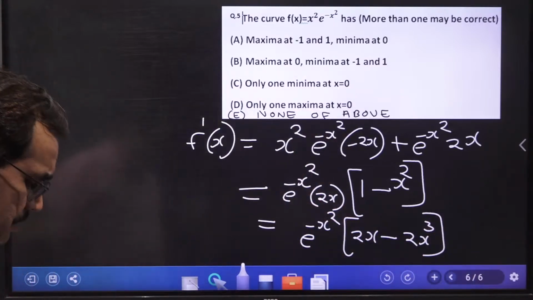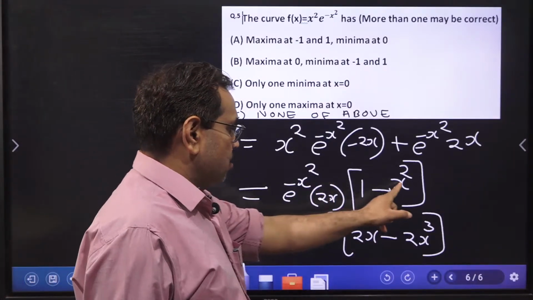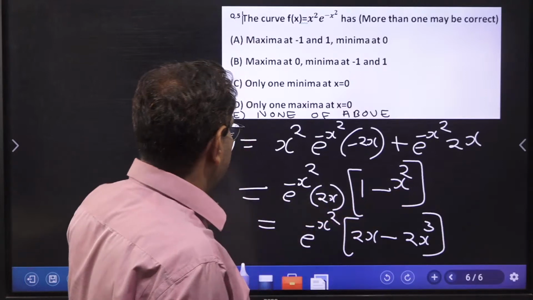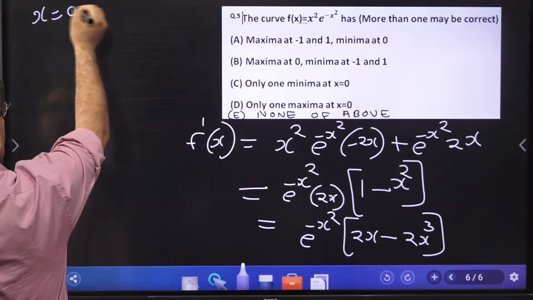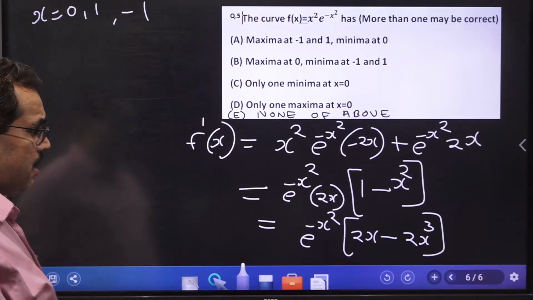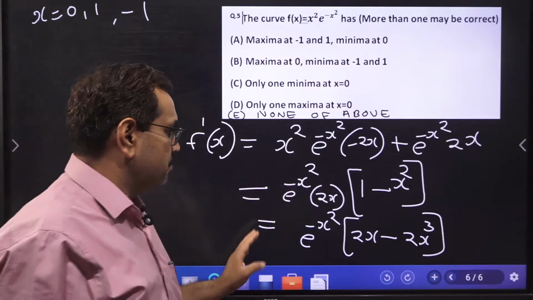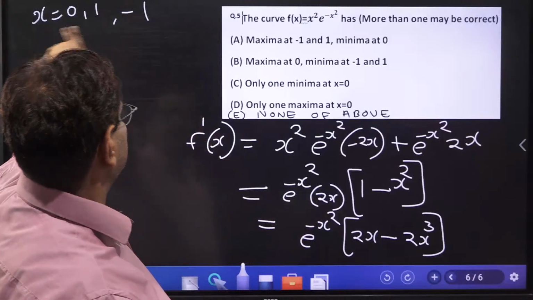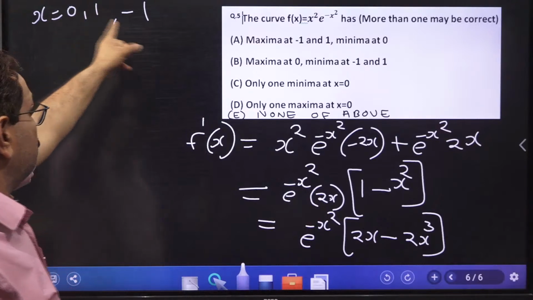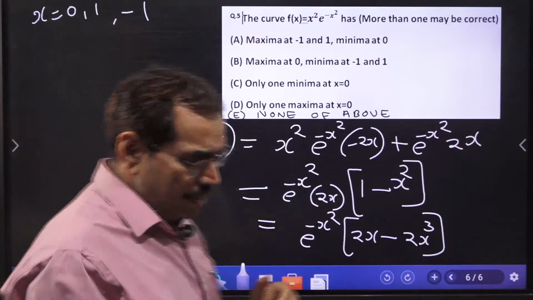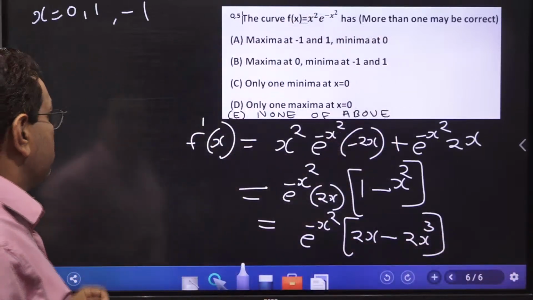Now, what are the points where this derivative is coming to be 0? At x equal to 0, at x equal to 1, or x equal to minus 1, this f dash x is coming to be 0. So there are three stationary points, 0, 1, and minus 1. Okay. e to the power minus x square is not 0 anywhere. This will always be positive. So the only stationary points are these three. So possibility of maxima or minima is at these points only, 0, 1 or minus 1. Whatever maxima or minima comes, you will have to decide from these stationary points.